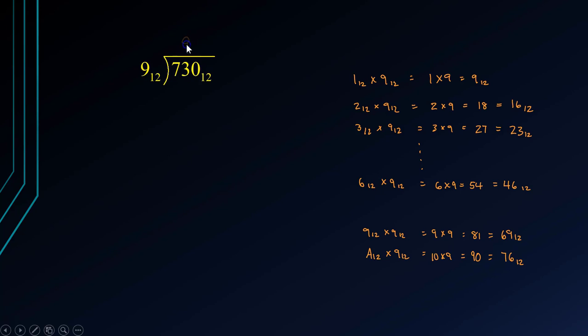So that means I could put my 9 up here. 9 base 12 times 9 base 12 is 69 base 12, which I would then carry through to subtraction, where I still have to be careful that I am subtracting in base 12. So when I borrow this 1 from here, I'm going to have 13 in base 10, but 13 in base 10 is 11 in base 12.